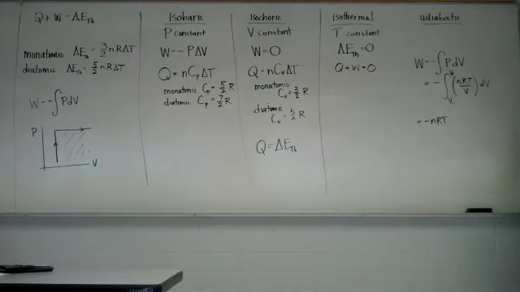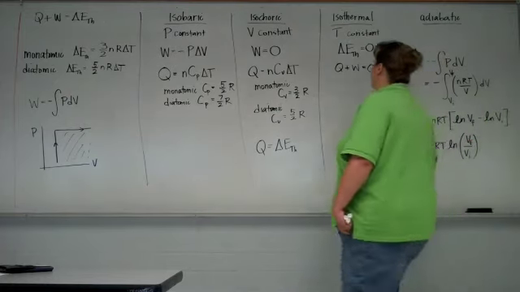What's the integral of 1 over V with respect to V? Natural log. So we get natural log of V final minus natural log of V initial. If you remember, the natural log of one quantity minus the natural log of another quantity is the same as the natural log of the first one over the second one. So that is our work term. If you have an isothermal process, the work is equal to negative nRT, natural log of the final volume over the initial volume.